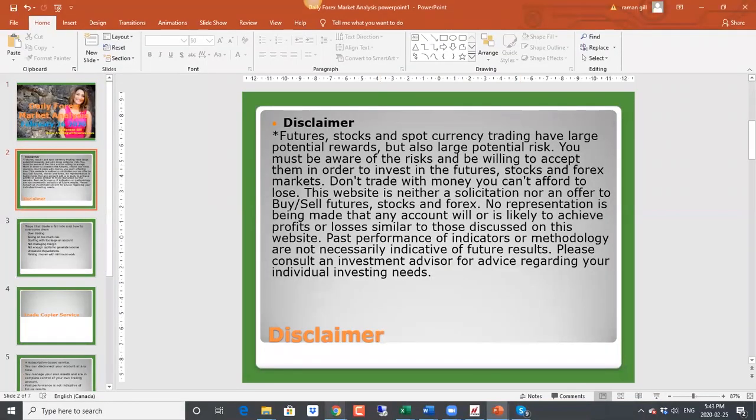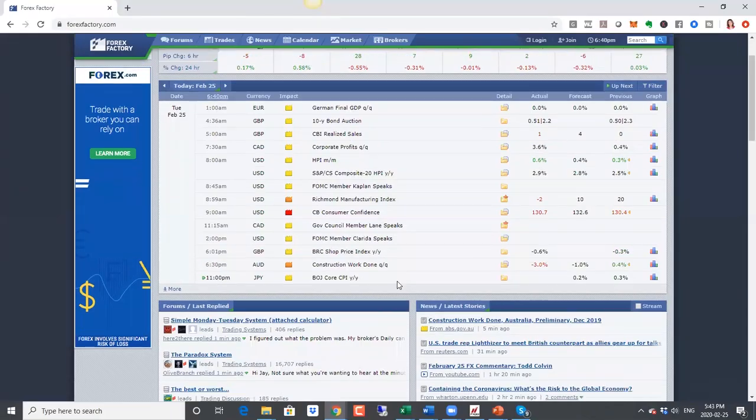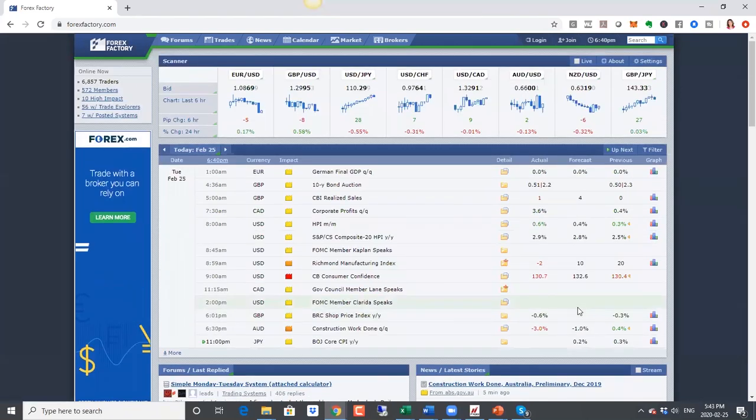All right, as usual, we'll start off by taking a look at our economic calendar here. The big thing we saw today was the US dollar numbers. They came in lower than what was expected, and as a result, we saw the US dollar drop. So all the dollar crosses went up here.